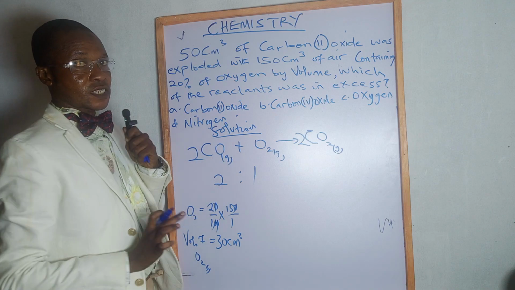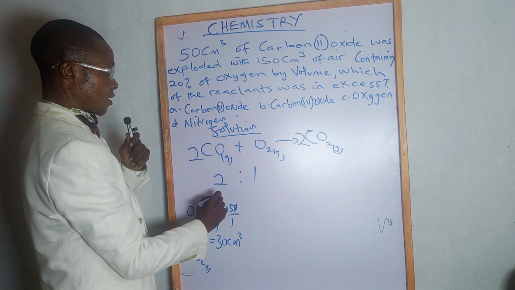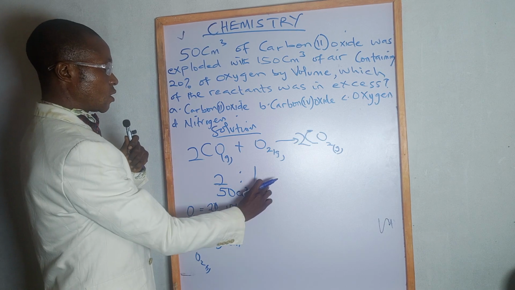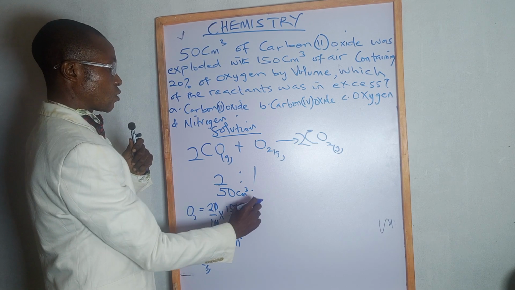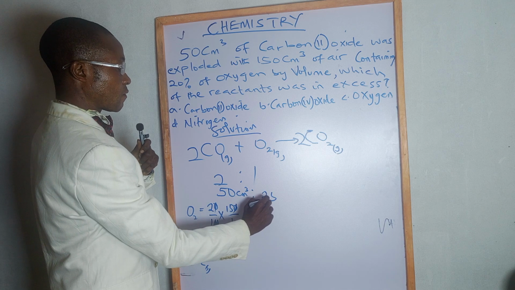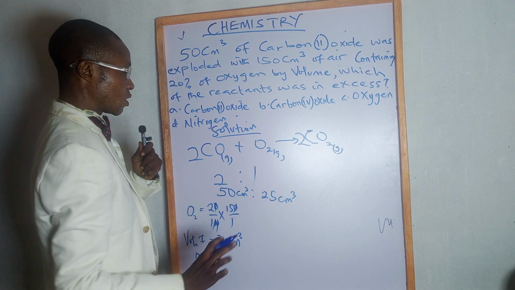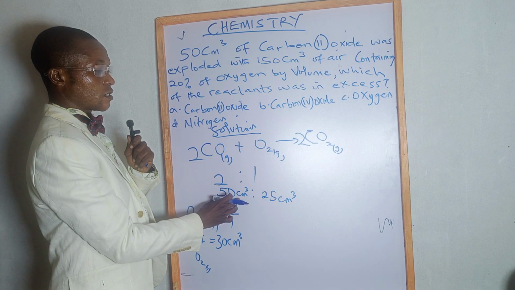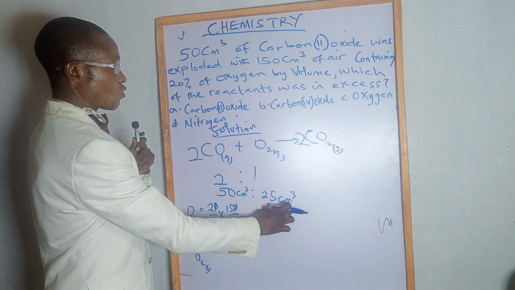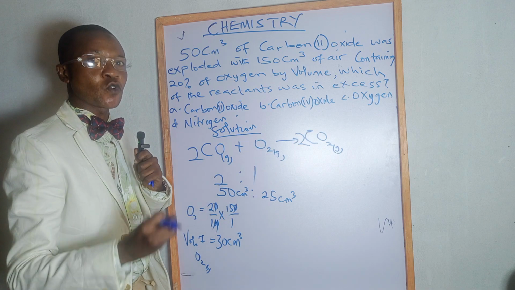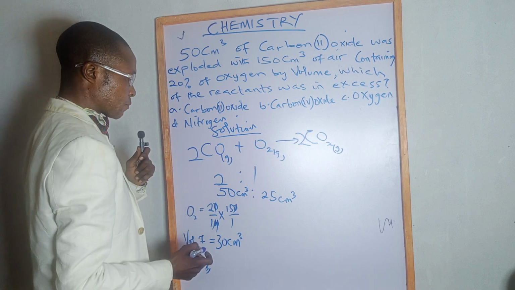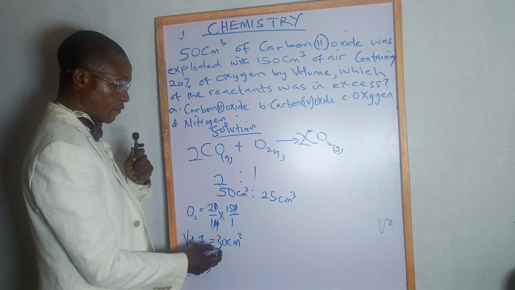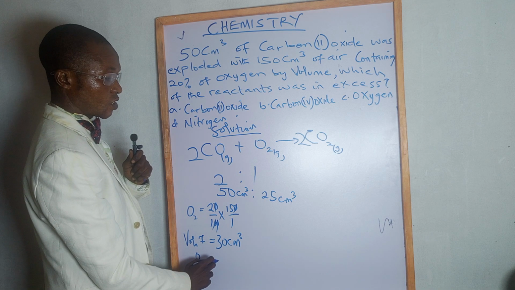So based on the stoichiometry, we have 50 cm³ of CO. To know the oxygen needed, it will be 50 divided by 2, so that will be 25 cm³. It means 50 cm³ of carbon monoxide will react with 25 cm³ of oxygen stoichiometrically. So therefore, we come back and ask ourselves what is the volume of oxygen I was given. You are given 30 cm³.